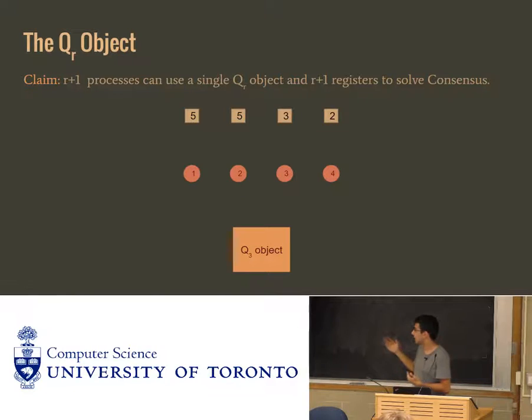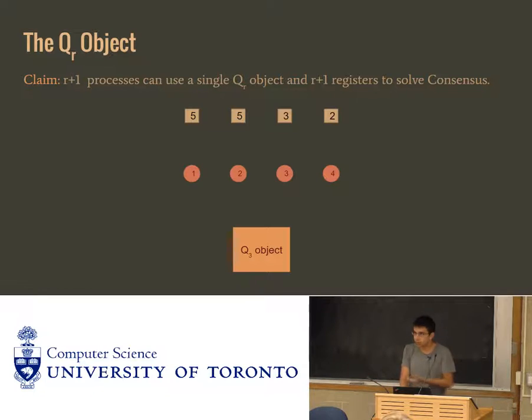But how can they elect a leader? They can't predetermine this leader. Suppose they'd predetermined that process 1 was a leader. In that case, consider an execution where process 1 crashes before it takes any steps. That means process 1 crashes before it communicates its input value. So all the rest of the processes will be stuck waiting for process 1 to announce its input value. So clearly, we have to elect a leader from amongst the processes that have announced their value.